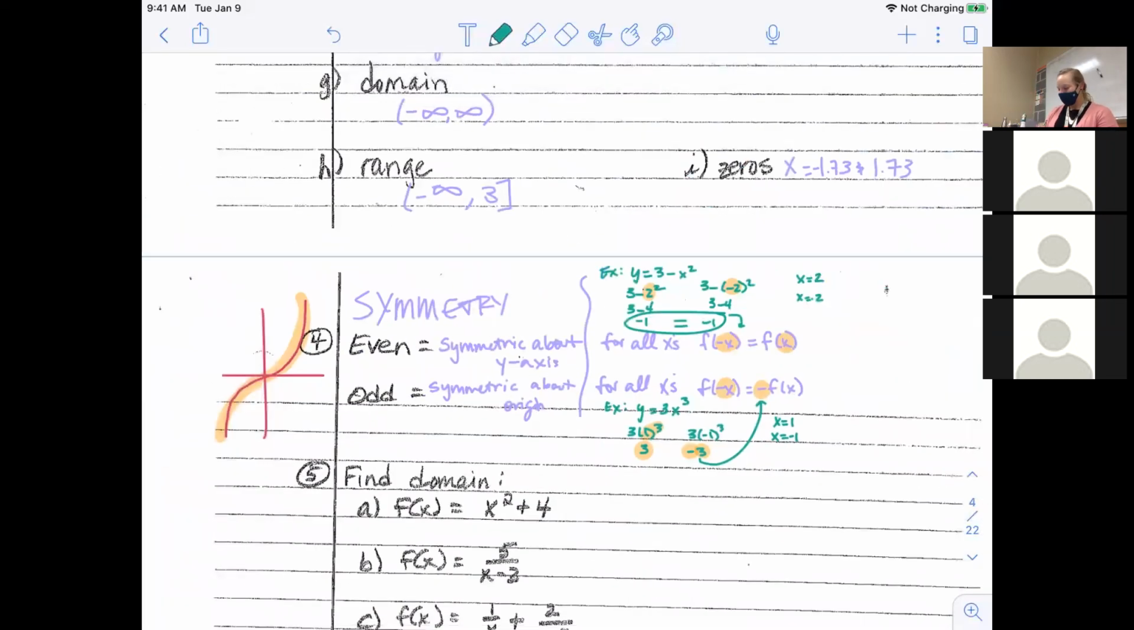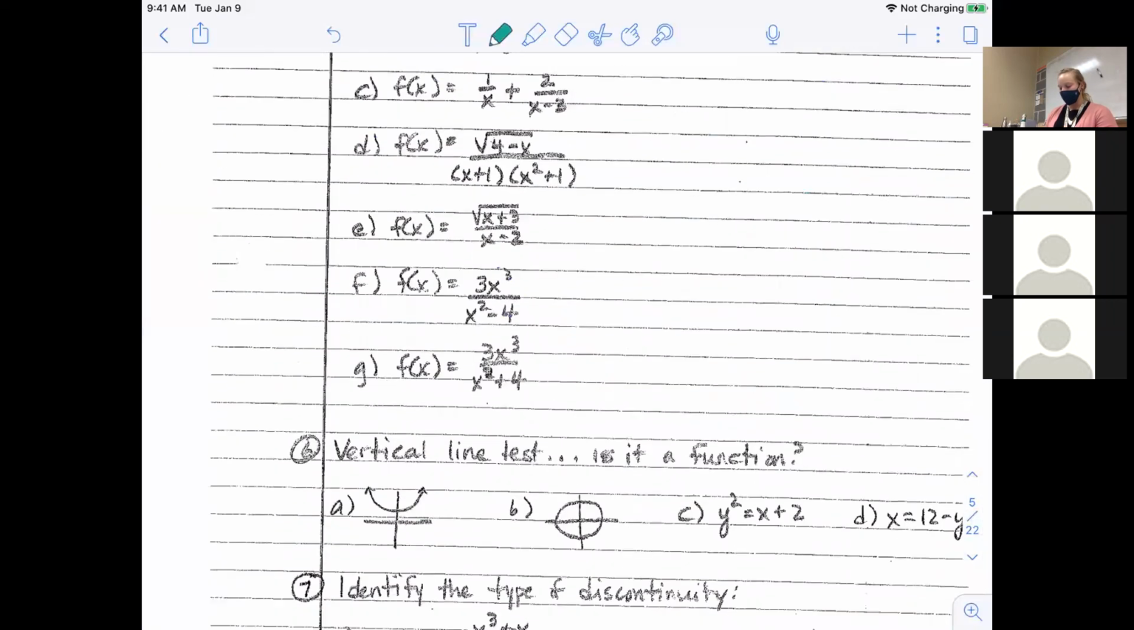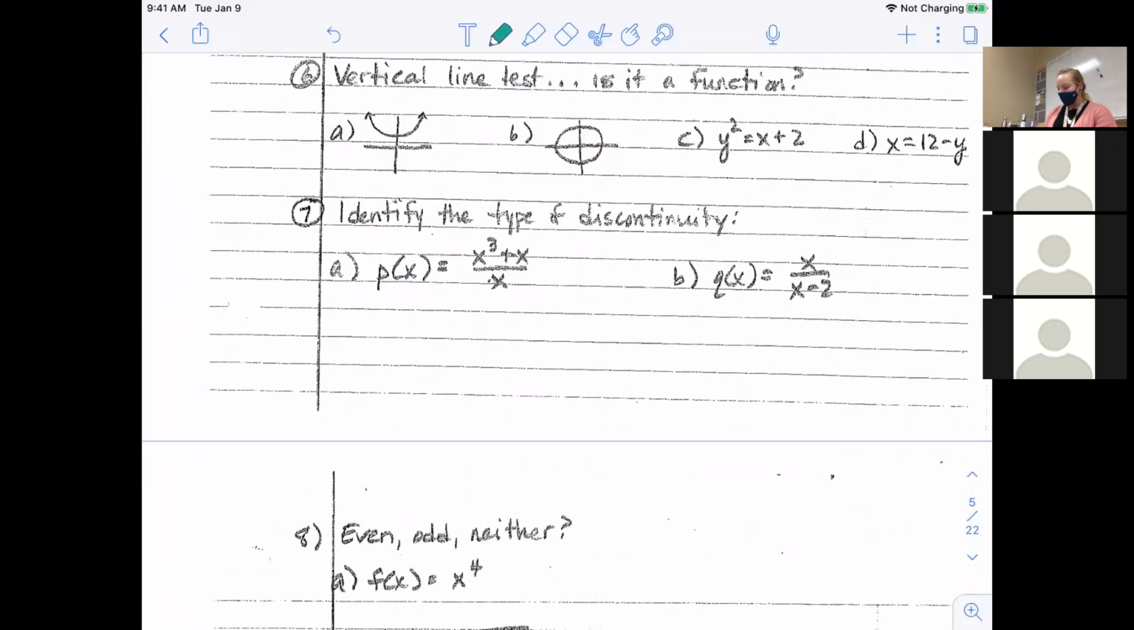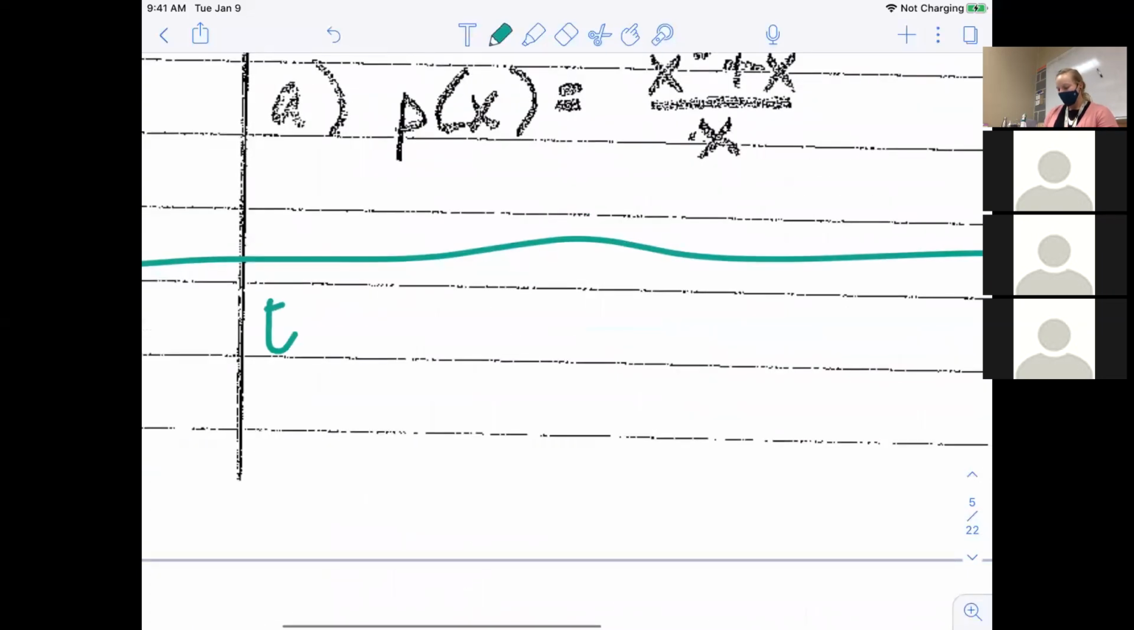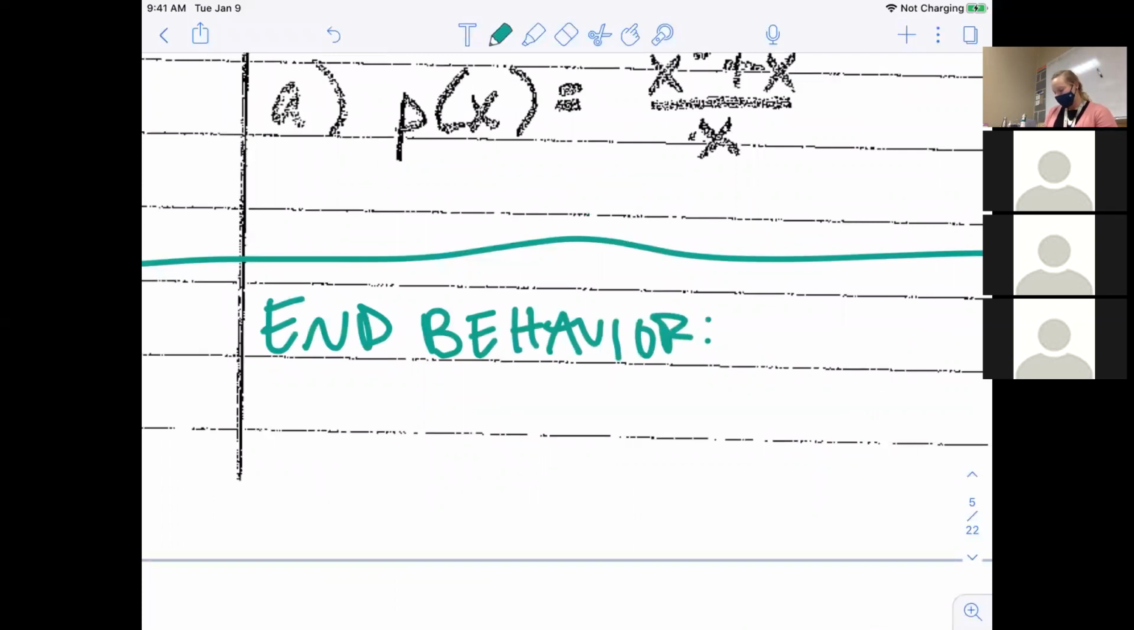Okay. We're going to actually skip domain for this very second, and we're going to go down here into this empty space, and we're going to write end behavior. So I already previewed end behavior, so I want to talk about that today. Are those words that you heard in Algebra 2? End behavior? Maybe you couldn't tell me what it was, but have we heard them? Okay.